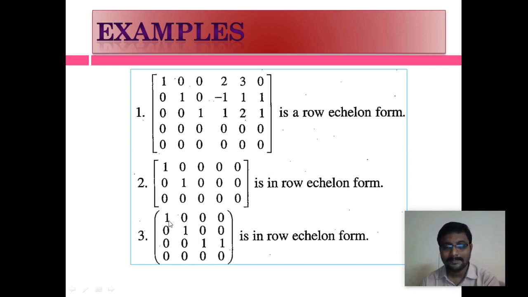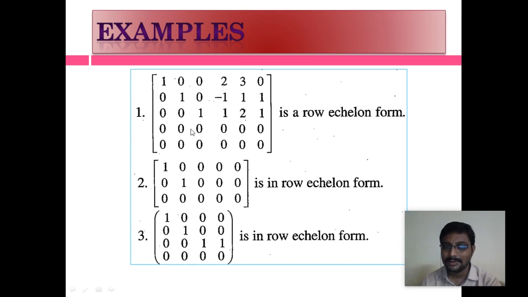Third example, example 3, a 4 by 4 matrix is given. Here the matrix is in row echelon form, and the number of non-zero rows is 3, so the rank is 3. The last row is a zero row, so the rank is 3. So these are in row echelon form.